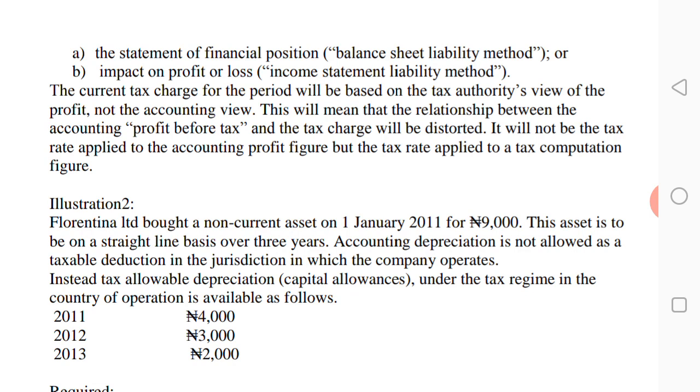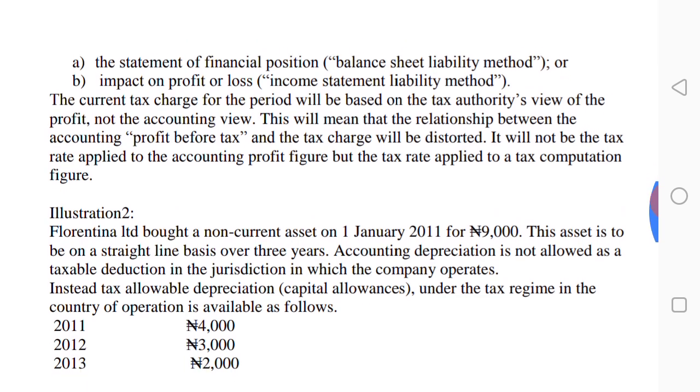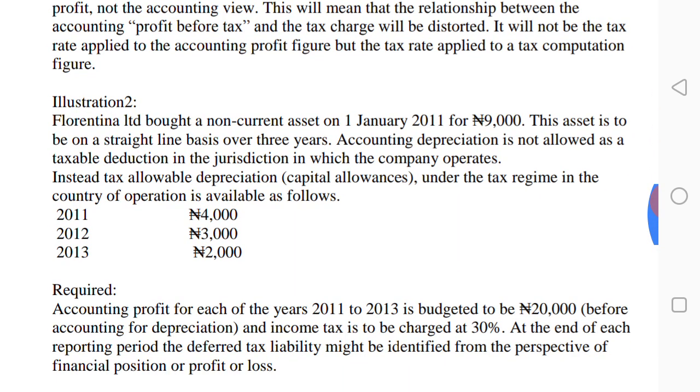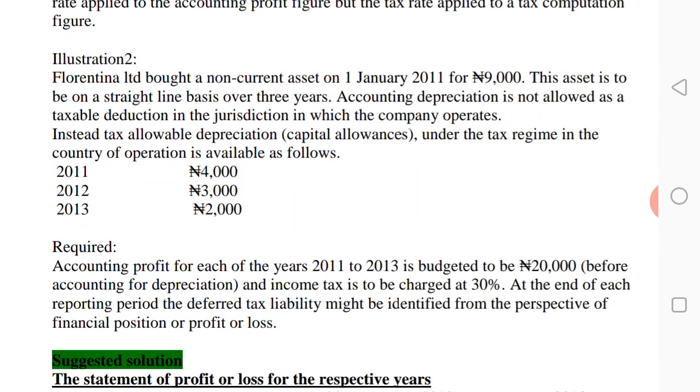Now, for assets and liabilities, they have. Then you can also look at your income and expenses, which is in your profit or loss statement. So these are the two perspectives in which you can compute your deferred tax liability. Now, this illustration 2 gives us a broad understanding of the deferred tax liability.